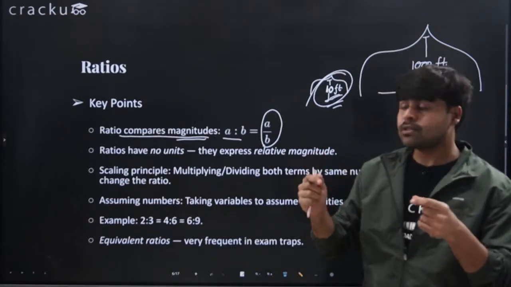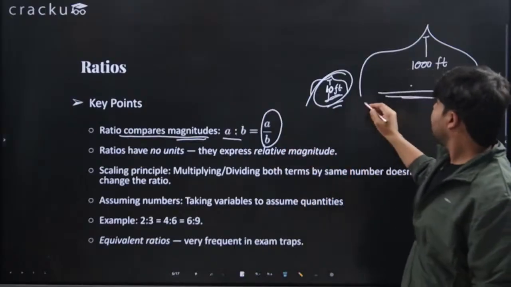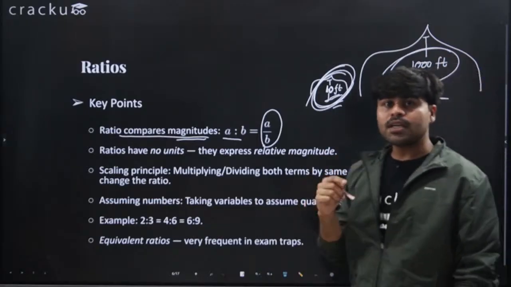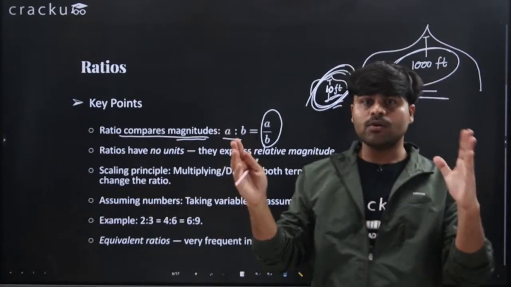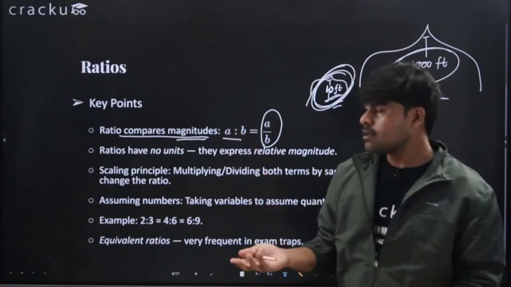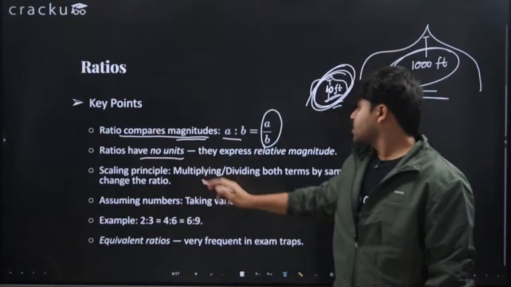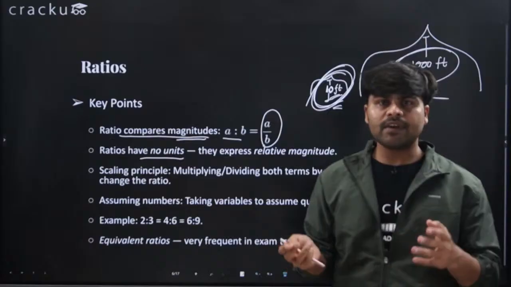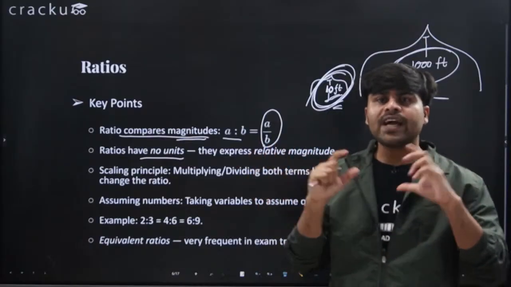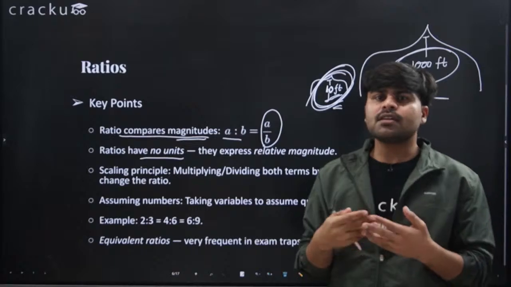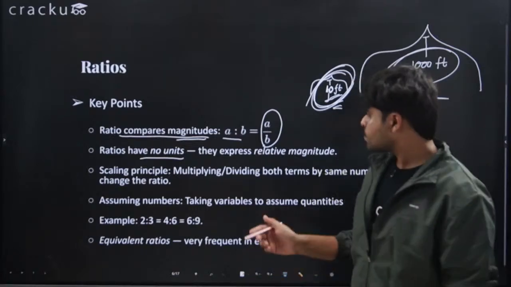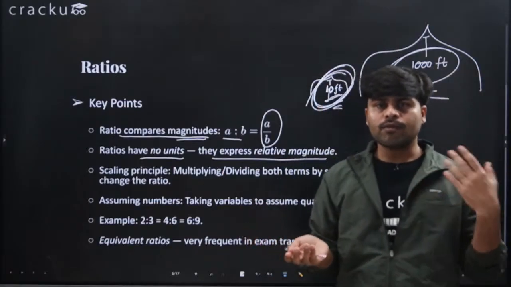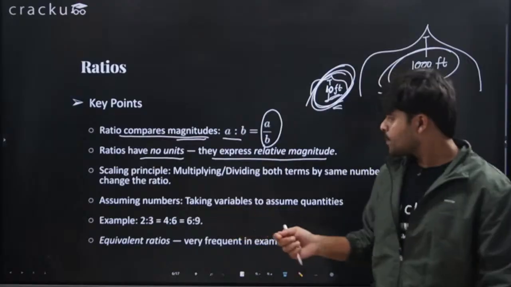It is comparing magnitudes. So how much of this magnitude should we multiply with so as to get this one? This multiplication factor, this sort of ratio, this comparison is what a ratio does. Ratios have no unit. So when I say that this is 10 times this, 10 itself has no unit. When I say 100 times this or 5 times this, 5 is essentially just a number. It's just a constant. It has no units. They express relative magnitude. So we are just talking about relativeness, from one thing to another.